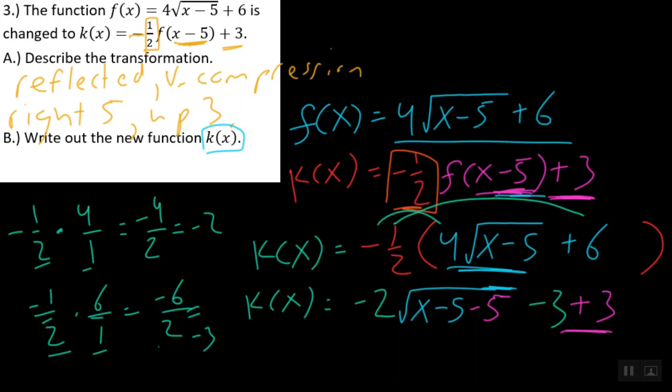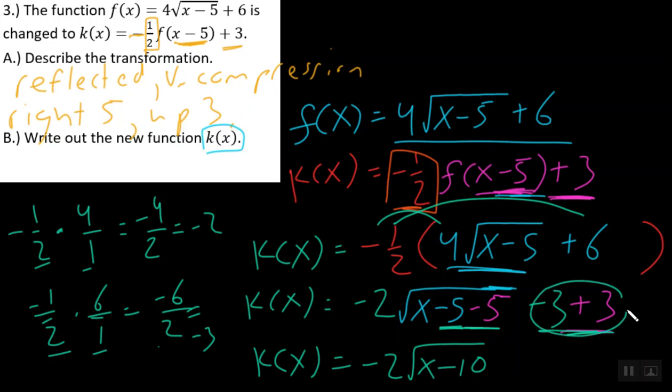And this allows me to write the final form of k of x. -2 square roots of -5 minus 5 is -10. And -3 plus 3, well, that's a 0 pair. That completely cancels out. And so here is my final form of k of x.